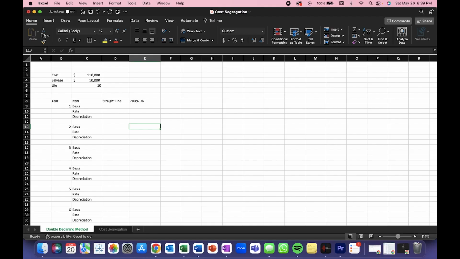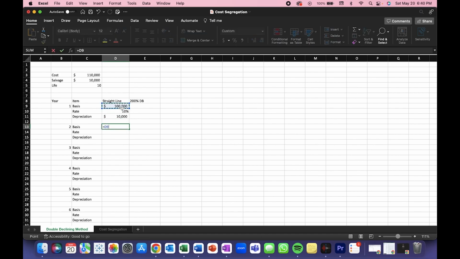So what is the 200% declining balance method? Let's take an example with an asset worth $110,000 with a $10,000 salvage value and 10-year useful life. Using straight line depreciation, our basis is simply going to be our cost minus our salvage, or $100,000. Our rate will be 1 divided by our useful life, or 10% a year, which will of course give us $10,000 in depreciation annually, or $1,000 marginally if you're in the 10% tax rate, to keep it simple.